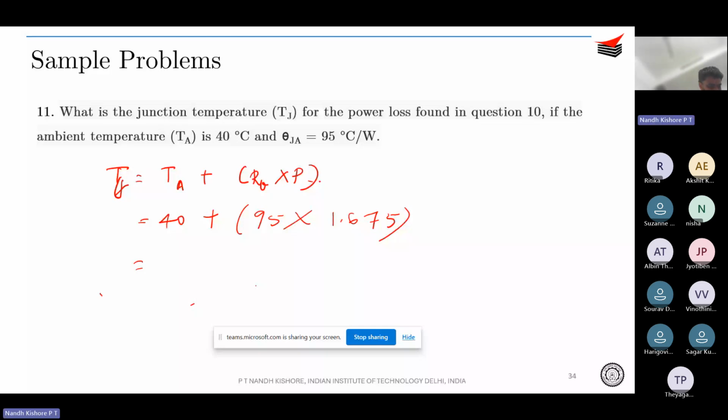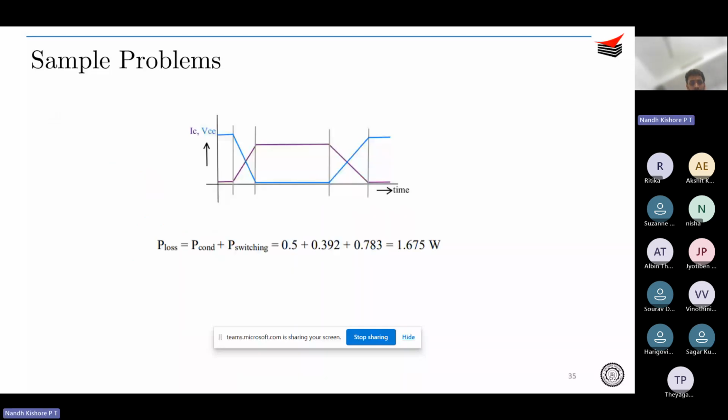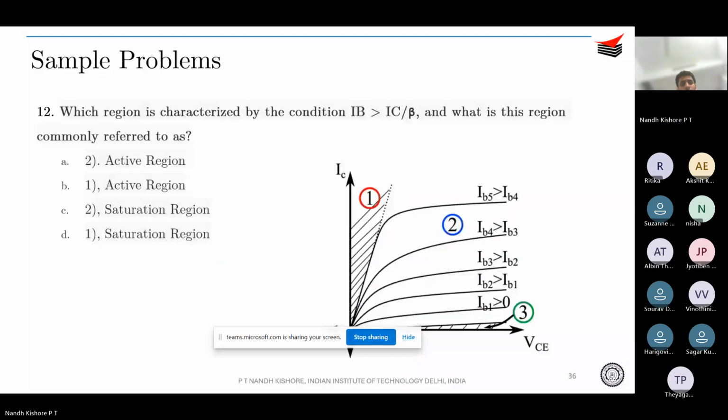95 into 1.675. Yeah, so it's going to be almost 199.125 degrees. Okay. Right. So we will move ahead to the next question.